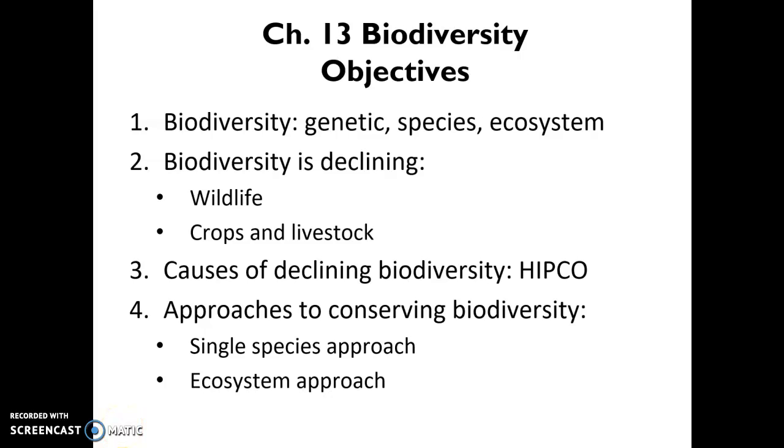Welcome to the screencast for Chapter 13, Biodiversity. First, let's look at the objectives. Students will be able to define biodiversity and explain how it exists on three levels: genetic diversity, species diversity, and ecosystem diversity. Second, students will understand that biodiversity has been declining significantly.